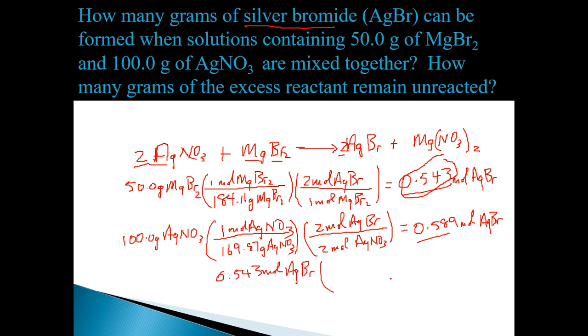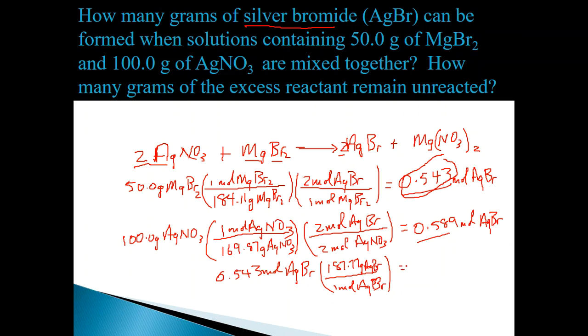I would convert that to moles, so I would put 1 mole of AgBr below. Up here I'll put the molar mass, which is, let me do the calculation here, 187.77. So let me put that up here, 187.77 grams of AgBr.